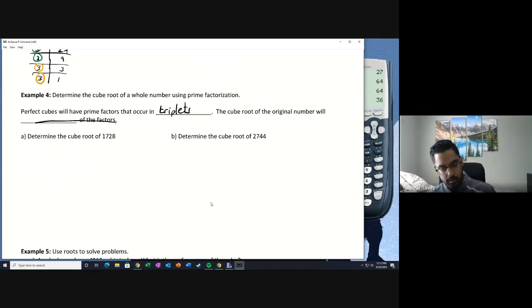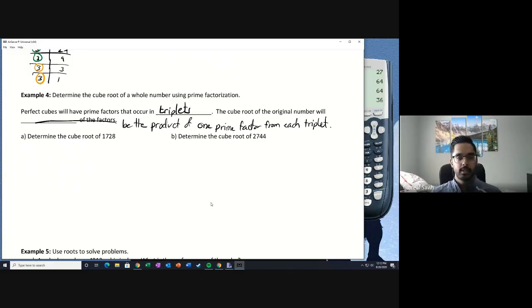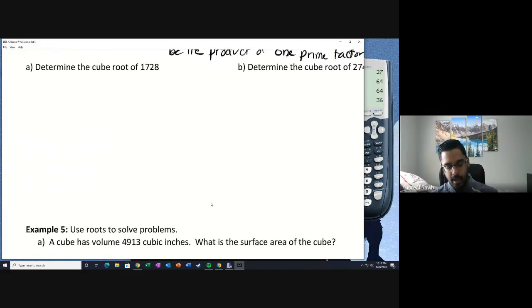So the cube root will be the product of 1 prime factor from each triplet. Very, very similar to how we did the square root. So cube roots work almost identical, but again, just remember that we're working with triplets, not pairs. So again, I'll do A, we'll leave B for you, and you will have the answer.